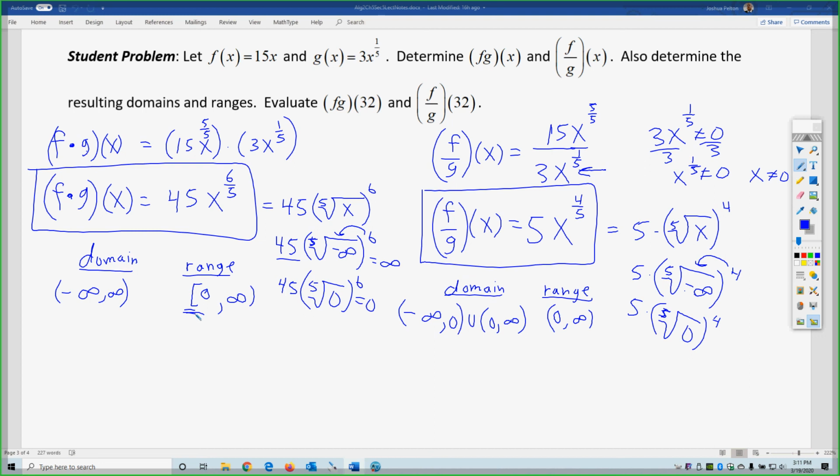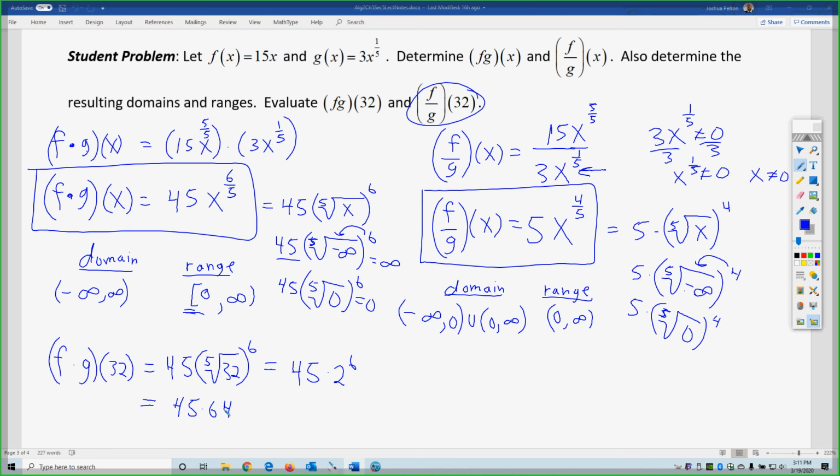In this case, they want us to try 32. So f times g of 32 equals 45 fifth roots of 32 to the 6th power, which is 45 times 2 to the 6th, which is 45 times 64, which is 2,880. Therefore, 32, 2880 is a coordinate on this graph, or one of the coordinates on the graph.